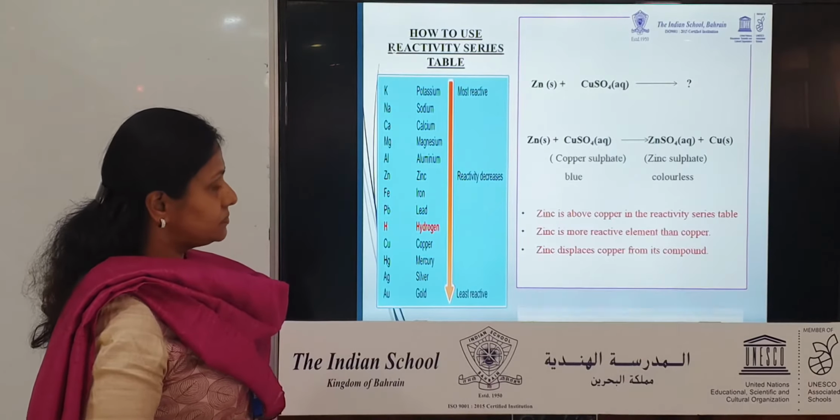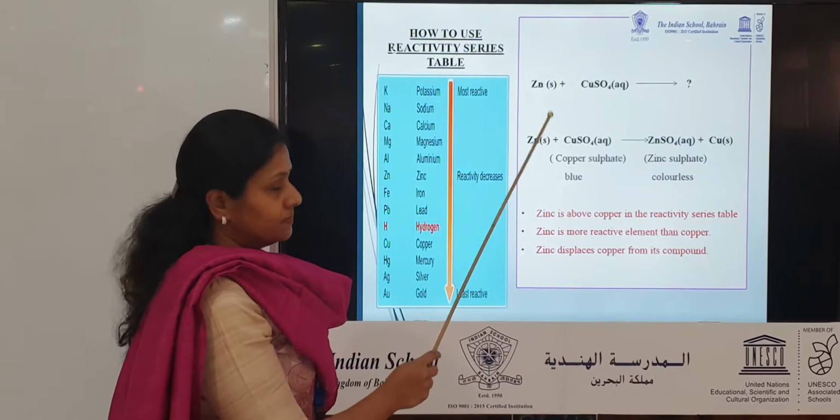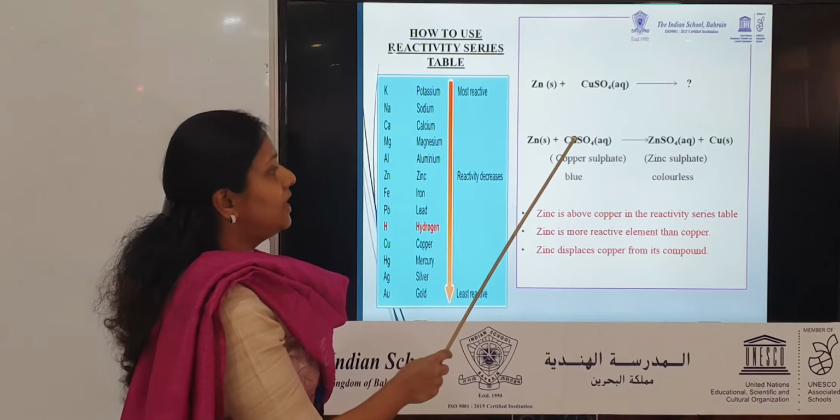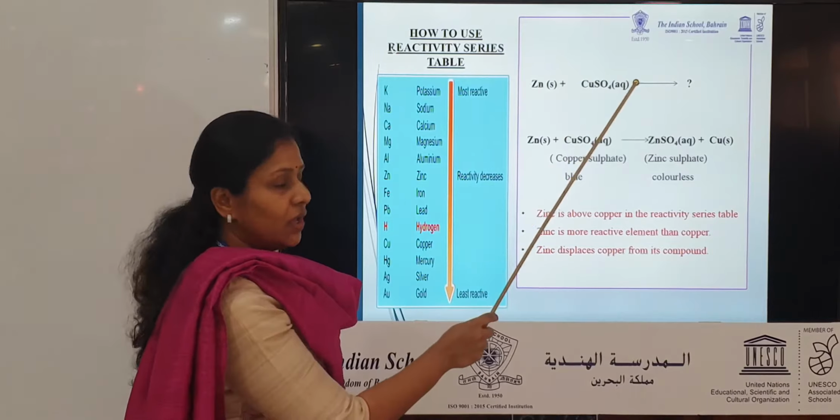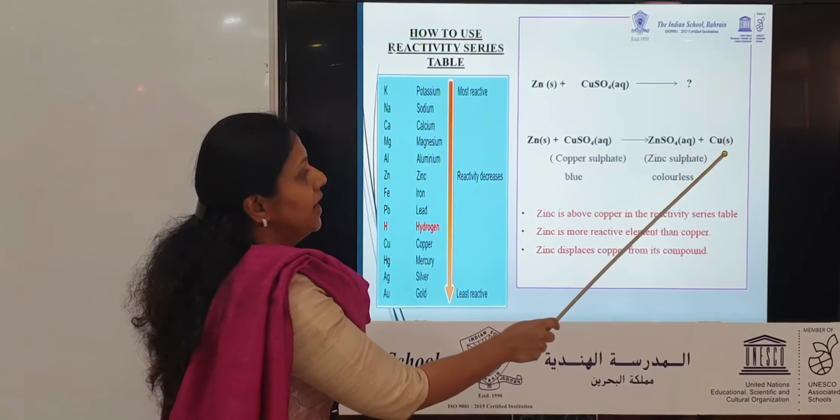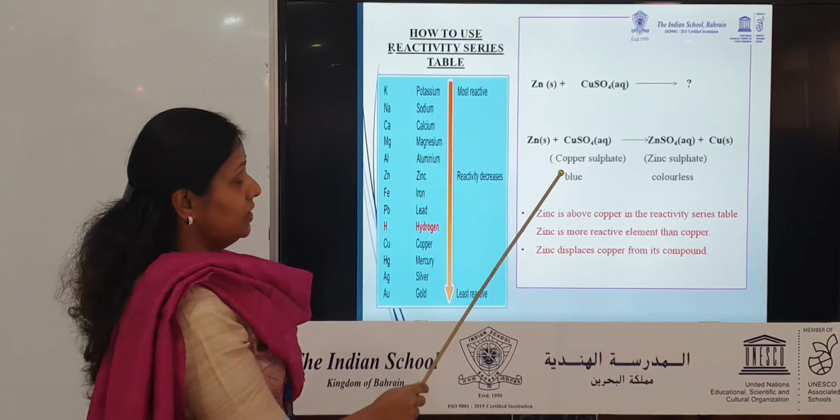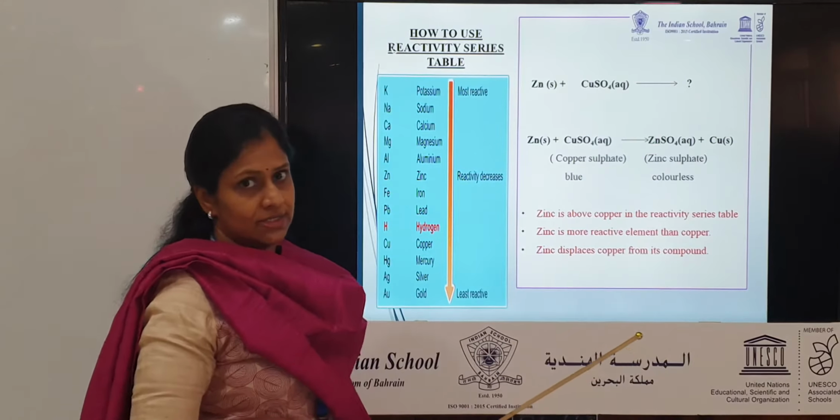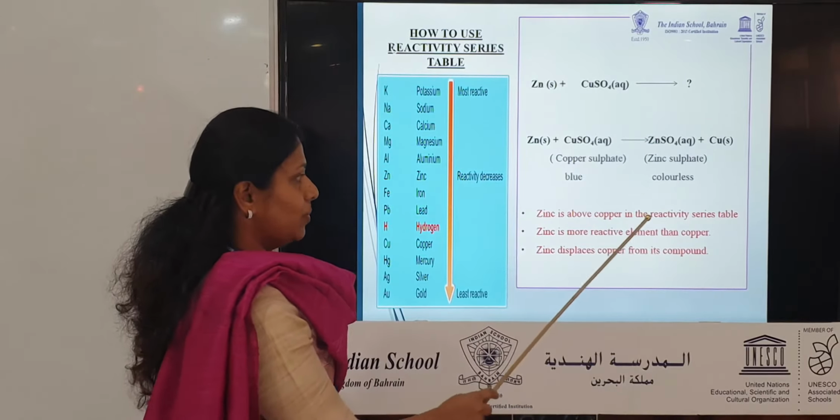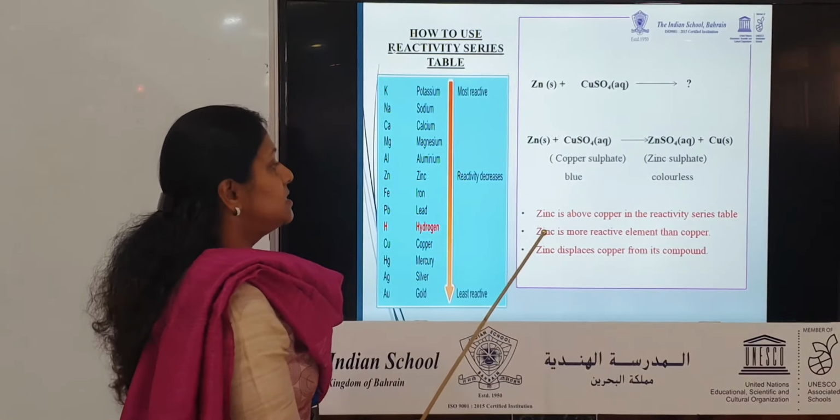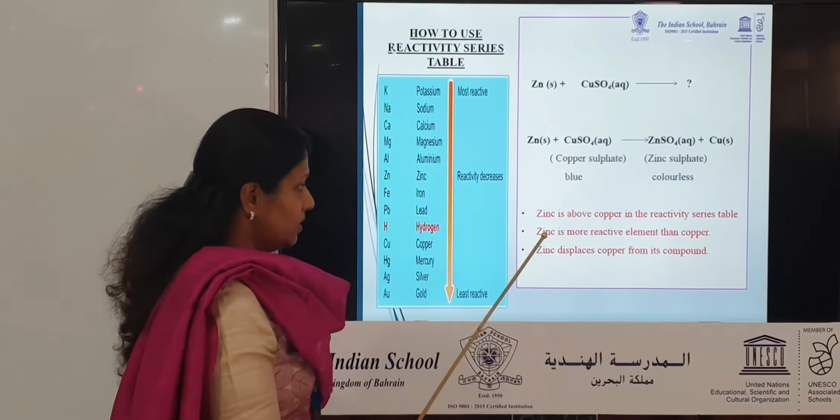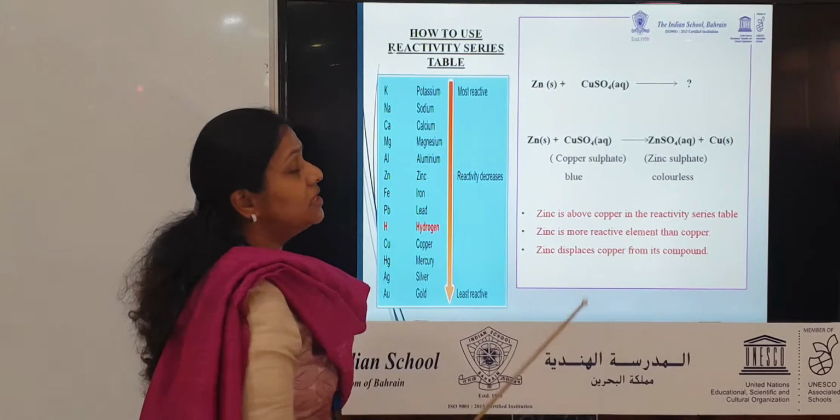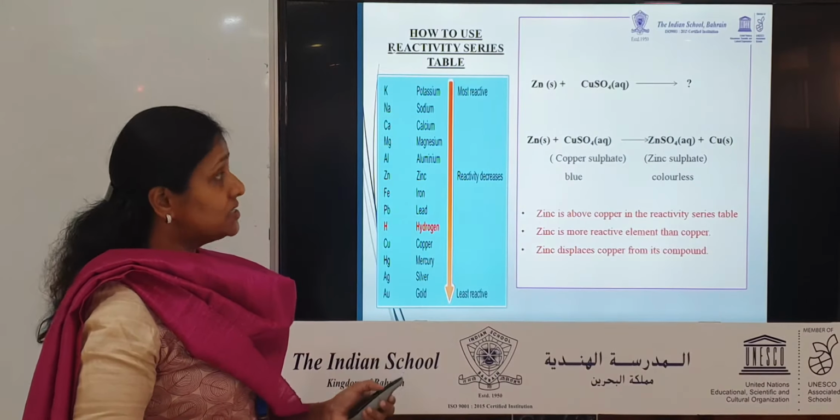Let us see. This is the reaction. Metallic zinc, when it reacts with copper sulfate solution, you are getting zinc sulfate and copper. Note the color. Copper sulfate is blue in color and zinc sulfate is colorless. Zinc is above copper in the reactivity series. Zinc is a more reactive element than copper. So zinc displaces copper from its compound. Let us see one more example.